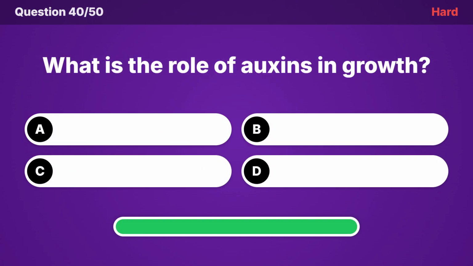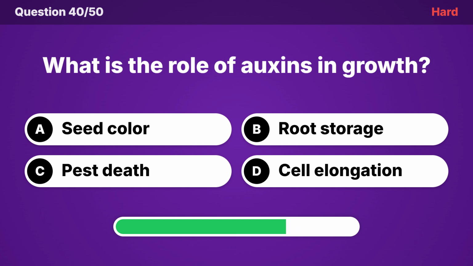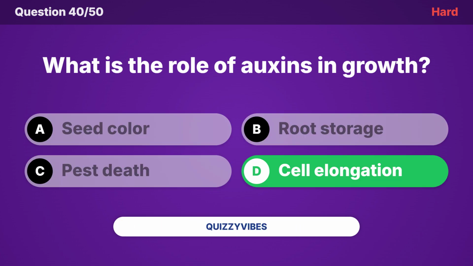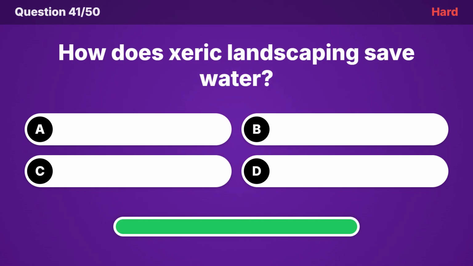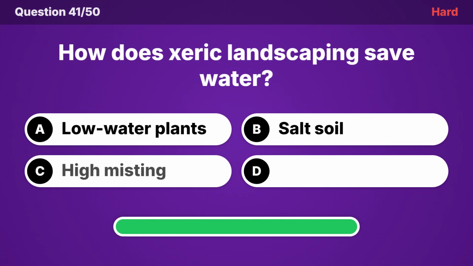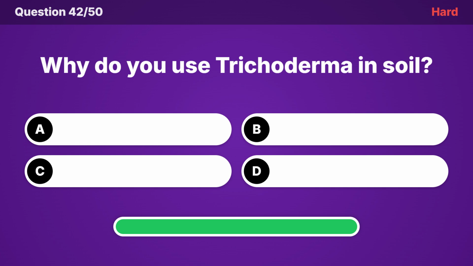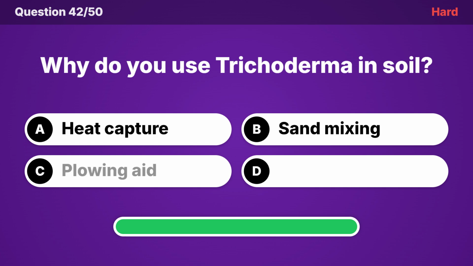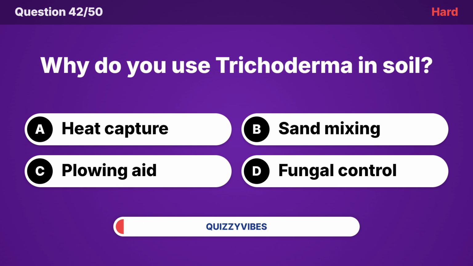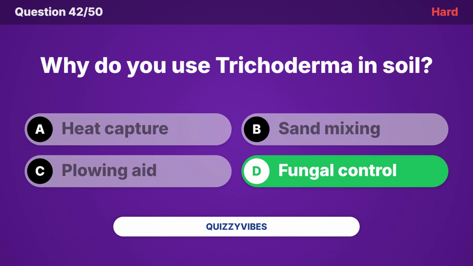What is the role of auxins in growth? Time's up! It's cell elongation. How does xeric landscaping save water? And the answer is low water plants. Why do you use trichoderma in soil? Here is the answer. Fungal control.